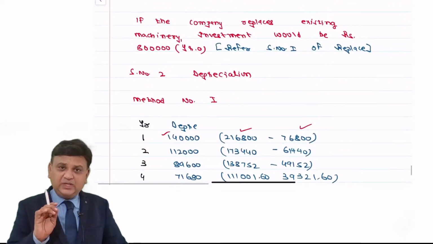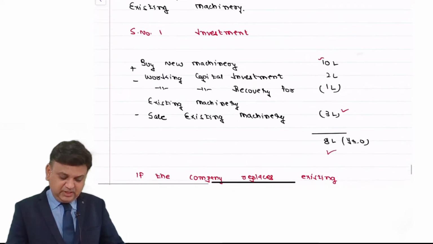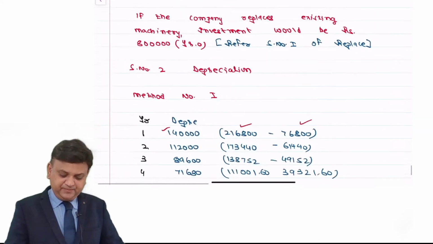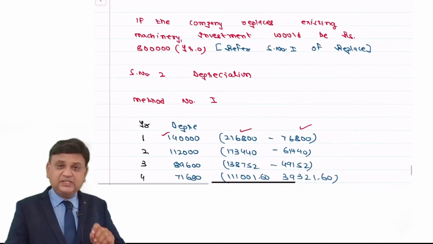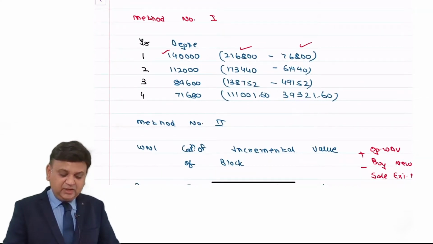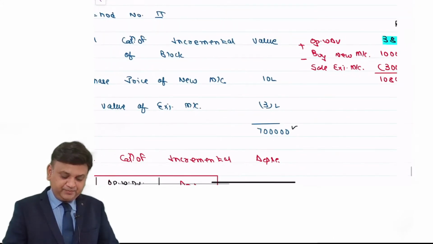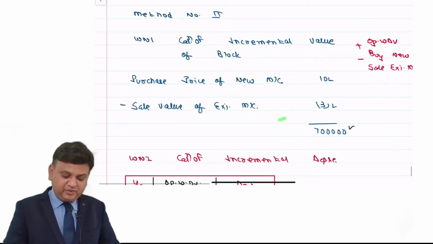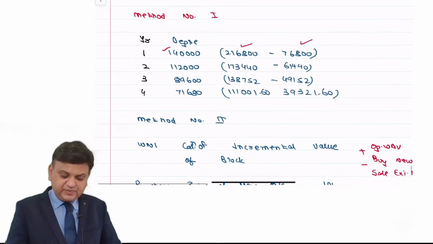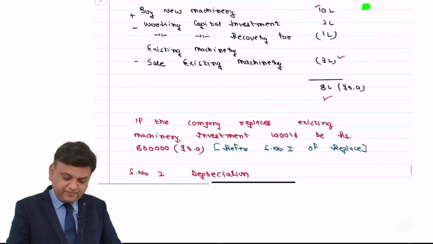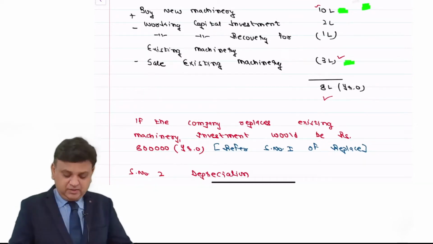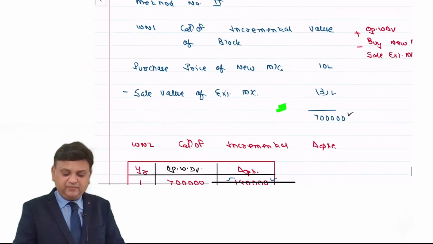I just give a small summary, not in detail, a small summary. Step number 1 is investment. That is what we do normally. Step number 2 is a slightly important step. First of all, you compute the incremental value of the block. Simply compare the purchase price of the new machinery with the sale value of existing machinery. You will get the incremental value of the block.